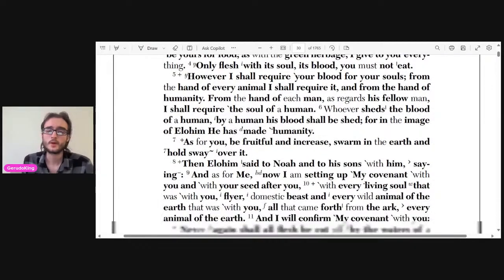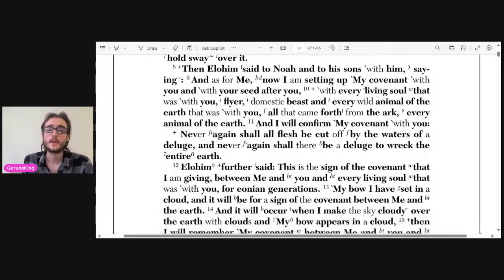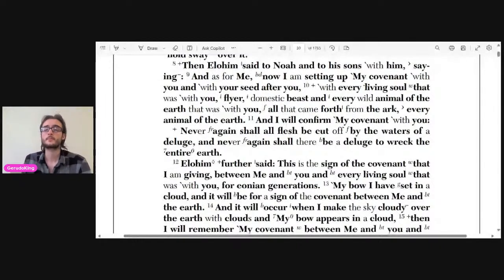Then Elohim said to Noah and to his sons with him, And as for me, now I am setting up my covenant with you and with your seed after you, with every living soul that was with you, flyer, domestic beast, and every wild animal of the earth that was with you, all that came forth from the ark, every animal of the earth. And I will confirm my covenant with you. Never again shall all flesh be cut off by the waters of a deluge, and never again shall there be a deluge to wreck the entire earth.